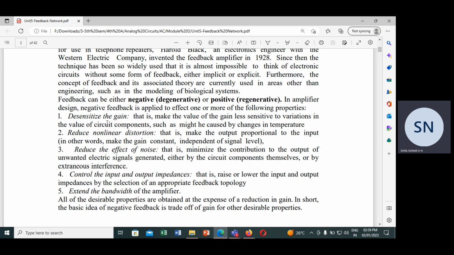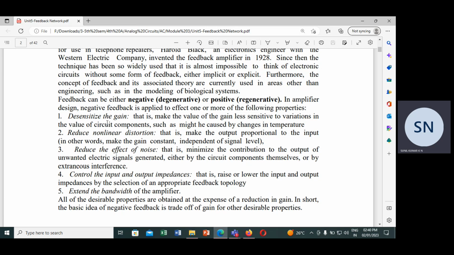What do you mean by desensitize the gain? It means that when you employ a negative feedback network, whatever the sensitivity of the amplifier is. We have learned that the amplifier is dependent upon the frequency response as well as the components present in the amplifier, which are directly associated with the temperature as well as the beta variation. If there is any variation with respect to temperature, beta of the component itself, or any other component, those variations will cause variation in the amplifier gain.